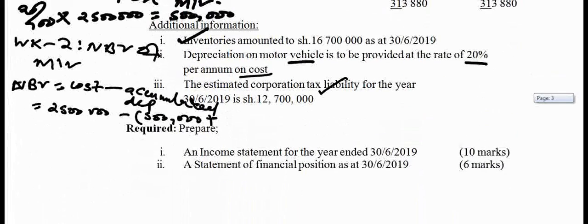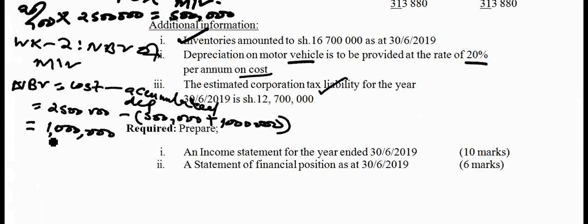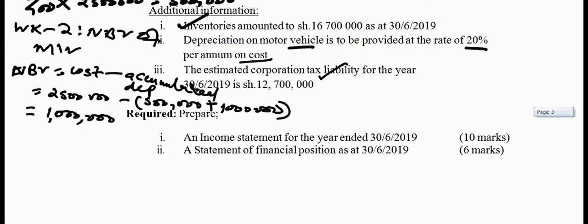So plus 1000. 100,000 plus 1 million. So that is 2.5 million minus 1.5, that gives us 1 million. So that will be our net book value that we will use later in the statement of financial position. Okay, so we can now jump right into the income statement.